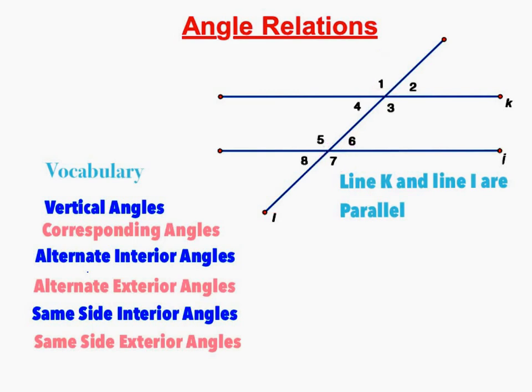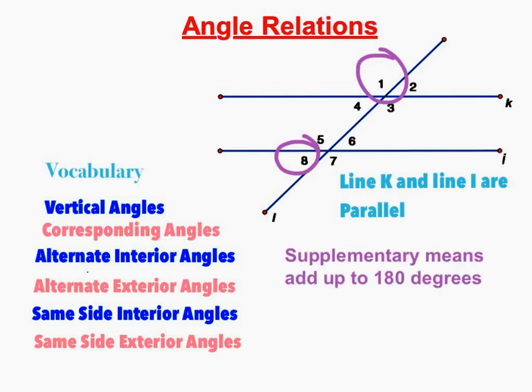Next, we will look at same-side interior angles. An example is 5 and 4. They are on the same side of the transversal, but on the interior. Lastly, we will look at same-side exterior angles. An example is 8 and 1. These are on the same side of the transversal, but on the exterior.